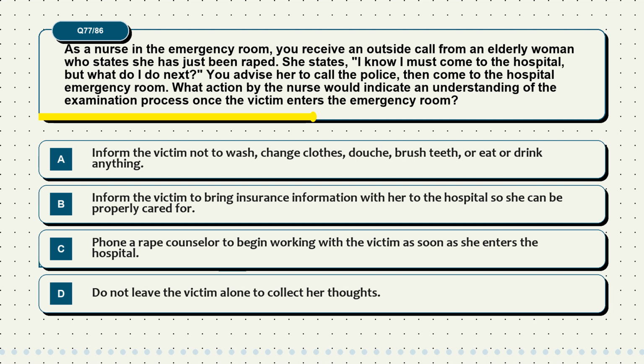Here are the options. Option A. Inform the victim not to wash, change clothes, douche, brush teeth, or eat or drink anything. Option B. Inform the victim to bring insurance information with her to the hospital so she can be properly cared for. Option C. Phone a rape counselor to begin working with the victim as soon as she enters the hospital. Option D. Do not leave the victim alone to collect her thoughts.